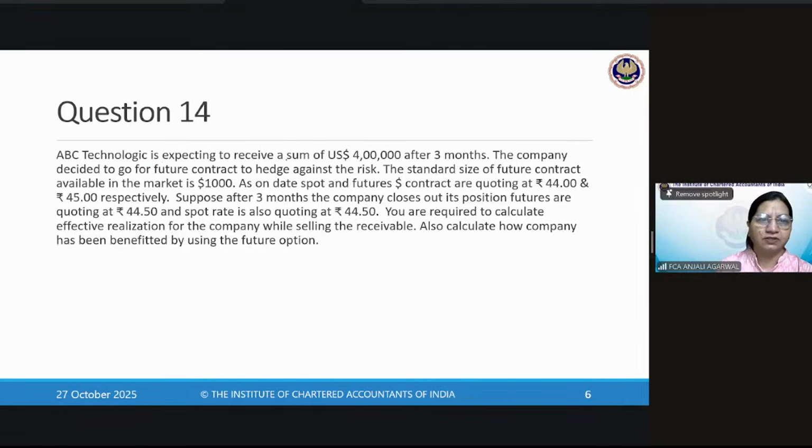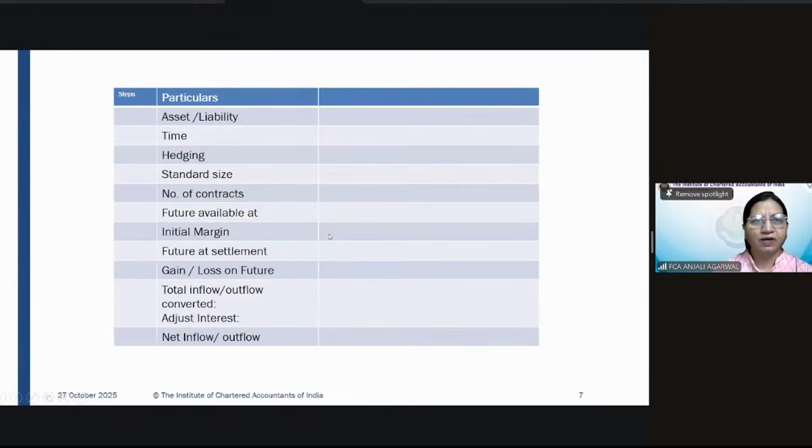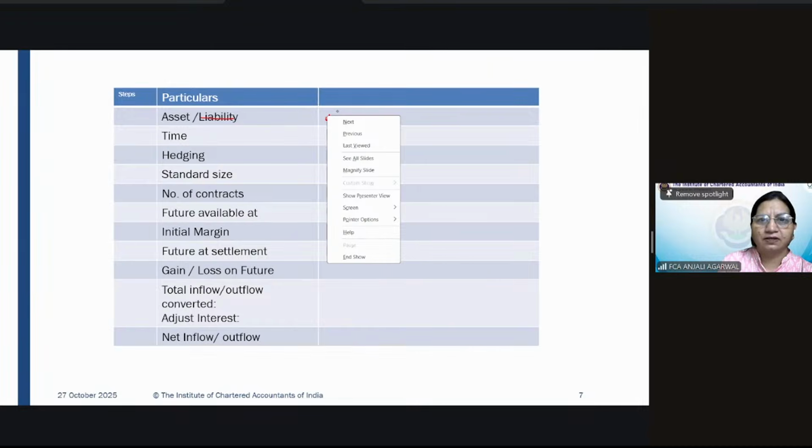So ABC Technology is expecting to receive how much? 400,000. When? After 3 months. 400,000 is US dollars. So the most important information you capture from here is that you have US dollar 400,000 receivable after 3 months. How are you going to hedge this? Using the futures contract. So when you have a futures contract, you have a receivable. So it's an asset. How much is the USD you have receivables?